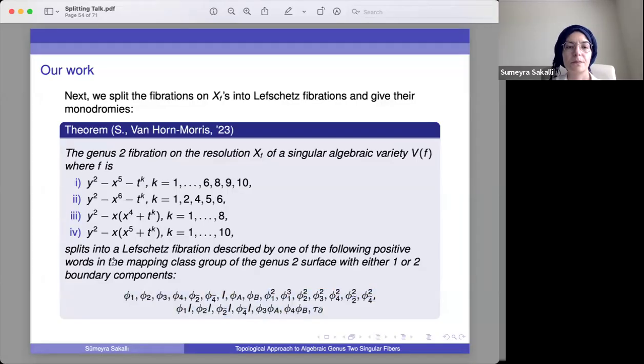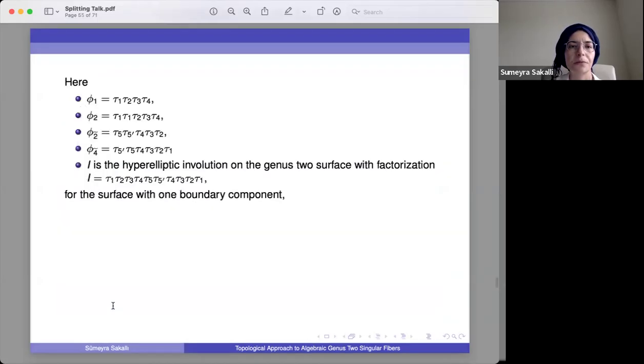So as I just said, we split these fibrations into Lefschetz type, and then we compute their positive monodromy factorizations. And the generic fibers here are either genus 2 surfaces with one boundary or two boundary components. And we give all of these words in a specific way. Again, I can show you the whole list, but it may not be that helpful, so I will maybe skip this part.